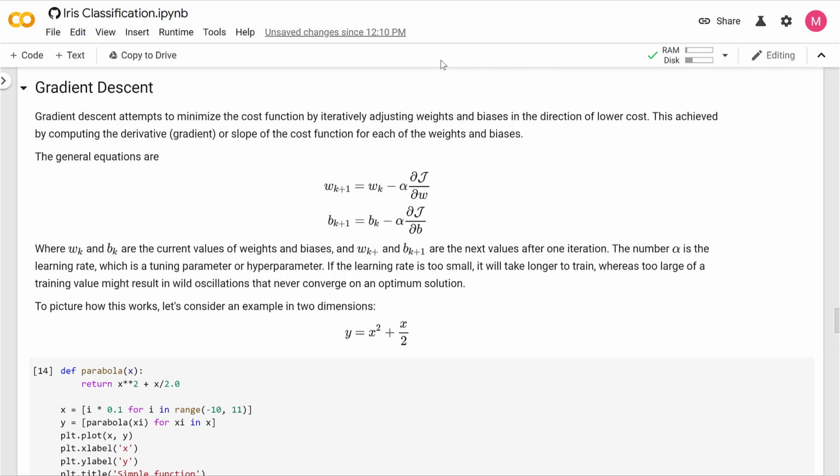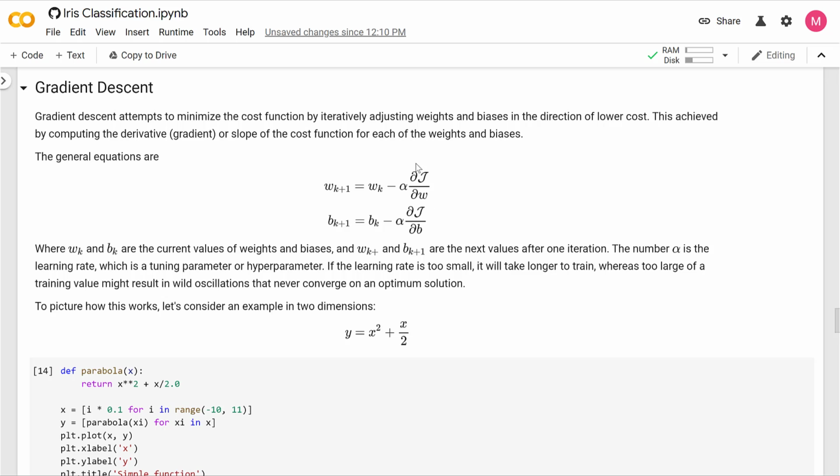So if we look at these two equations here, this describes how we make those iterations. What we have here are w_k+1, which is the next value of the weights after an iteration, and b_k+1, which is the next value of the biases after an iteration. w_k and b_k represent the current value of the weights and biases in the current iteration. So we're going to compute the next value by taking the current value and subtracting this term right here.